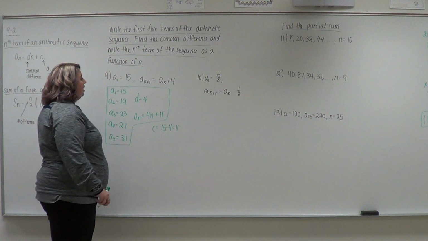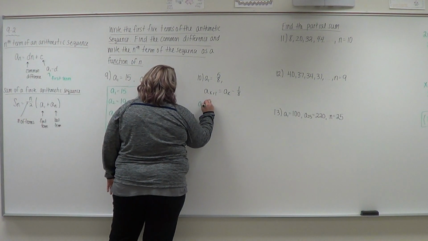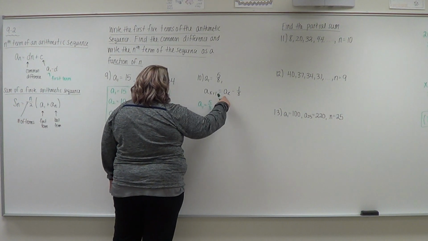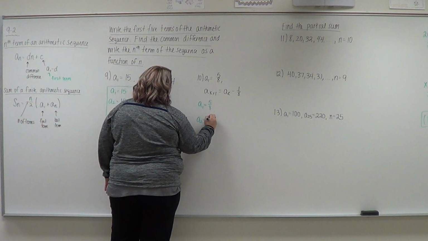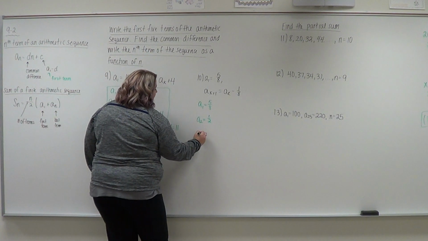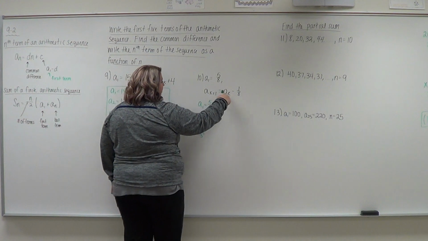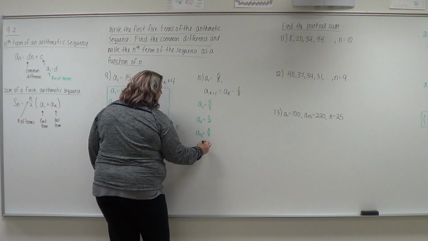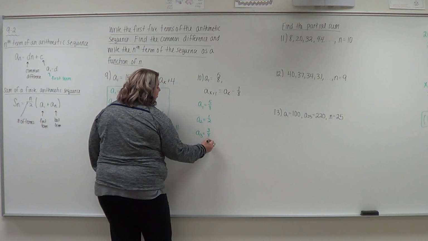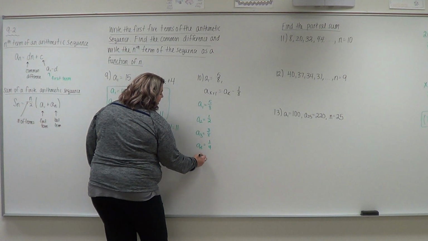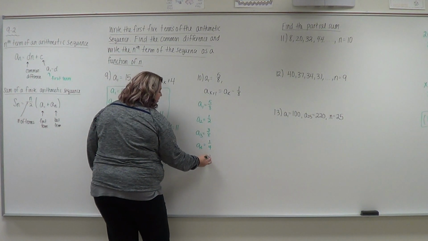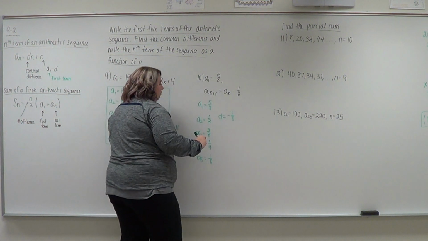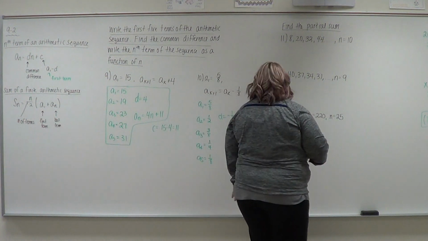Okay, do the same thing on number 10. So the first term is 5/8. I plug in 5/8. 5/8 minus 1/8 is 4/8, which is a half. And then if I'm plugging in a half, which was 4/8, minus 1/8 would be 3/8. Then I have 3/8 minus 1/8, and that would be 2/8, which is a fourth. And then a fourth, or 2/8, minus an eighth, would be an eighth.